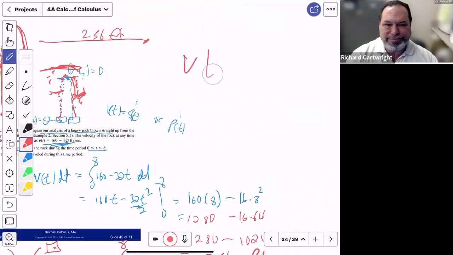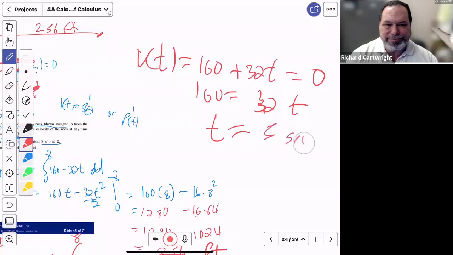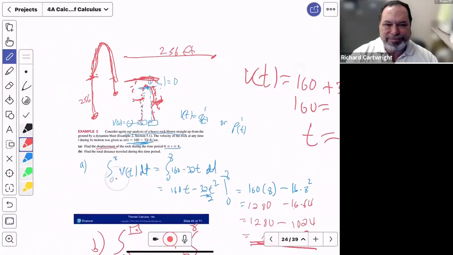So if my velocity equation was equal to, was it 160 plus 32t? As I said before, velocity is 0 at the beginning and it's 0 when it turns around. Let's see if it turns around before or after 8 seconds. Let's see. 160 equals 32t, divide both sides by 32. The other time it takes to get to 0 velocity is, what is that? 160 divided by 32. Is it 5? 32 times 5 is 160. It's 5. 5 seconds is between the 0 and the 8.